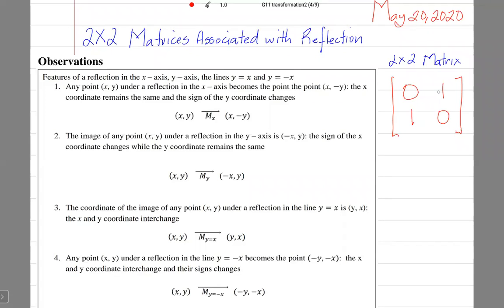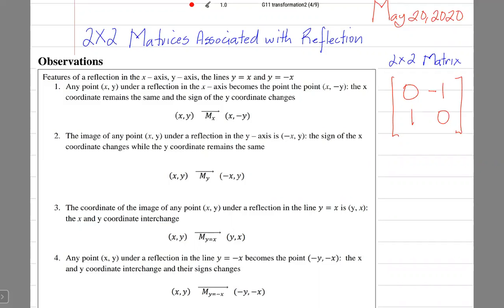Again, if I put a negative at the 1 at the top, this matrix will interchange the x and y coordinate, and it will also change the sign of the x coordinate. All right, so the matrix as you see it now would interchange the x and y coordinate, and it would also change the sign of the x coordinate.